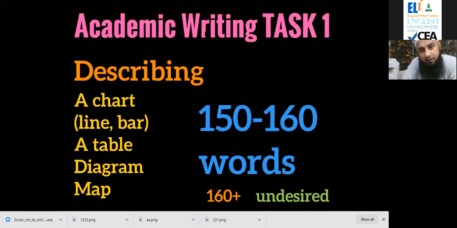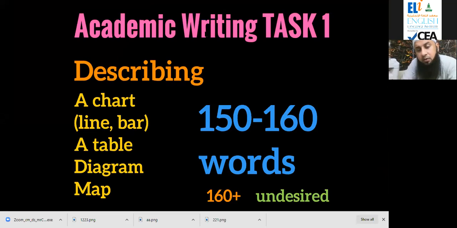So the first part is about academic writing task 1. It's describing a chart. It could be a line chart, a bar chart, a table, a diagram, a map, or a process. They just show you something to describe. It could be a map, a chart, lines, and the names and some numbers, nothing else. You'll soon see how they write a question about it.